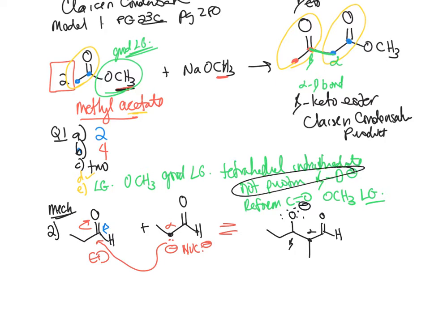So this is what we're talking about. This gets protonated. How is the nucleophile generated? You use base. Remember, you use sodium hydroxide. It deprotonates the alpha carbon.